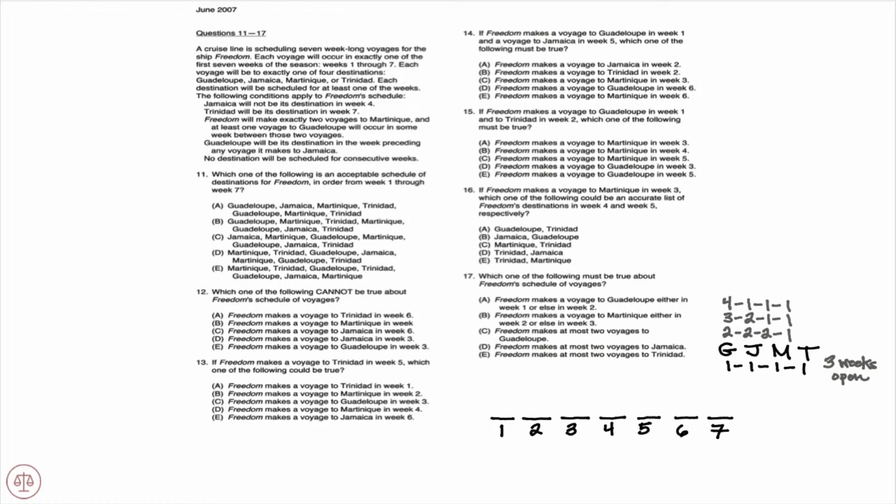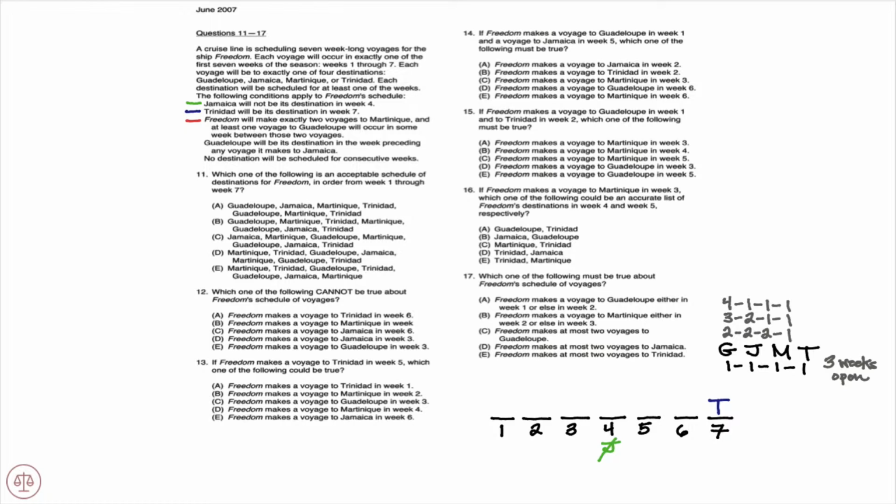Alright, so now that we have a nice base, let's turn our attention to the conditions that are going to apply to Freedom's schedule. The first condition tells us Jamaica will not be the destination in week 4. So we can write Jamaica is not going to be in week 4. The second condition tells us Trinidad will be the destination in week 7. So we can add Trinidad to week 7. So Trinidad is definitely going to be in week 7, but keep in mind it's possible that Trinidad shows up again.